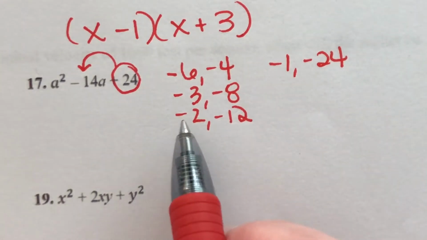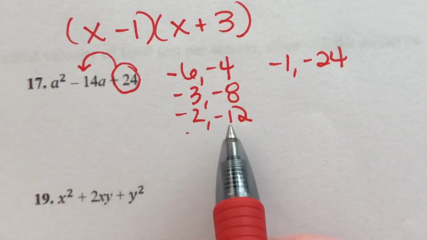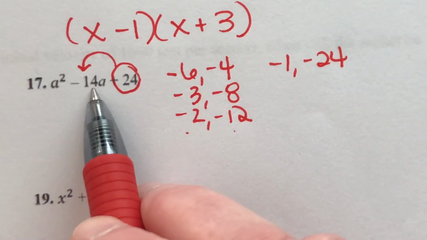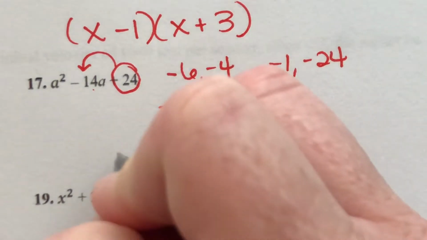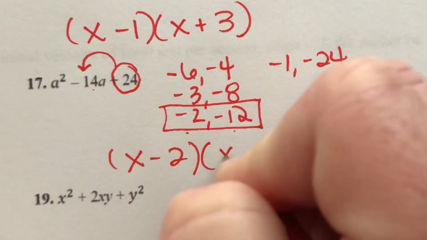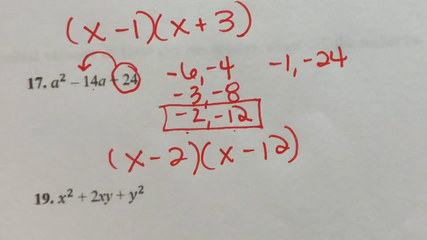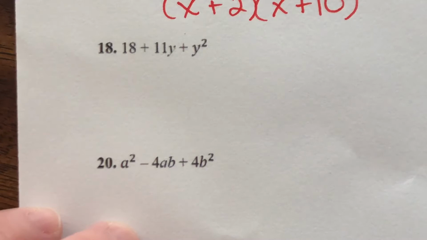When I multiply negative 2 times negative 12, I get positive 24. When I add negative 2 plus negative 12, I get negative 14. So it's this guy. Okay, x minus 2, x minus 12. That's our answer. I hope this is making sense, the factoring.